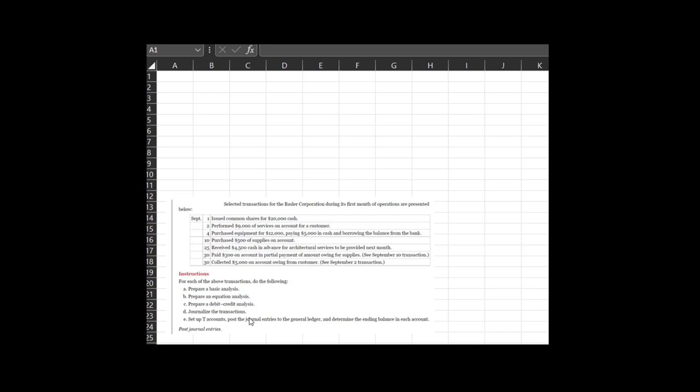And then we're going to set up the T accounts, post those general journal entries, and then find out the ending balance for each. All right, so let's get started.